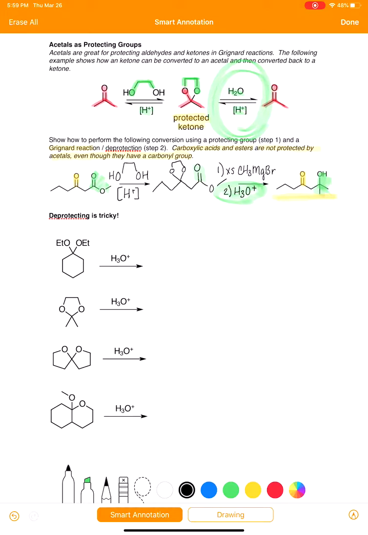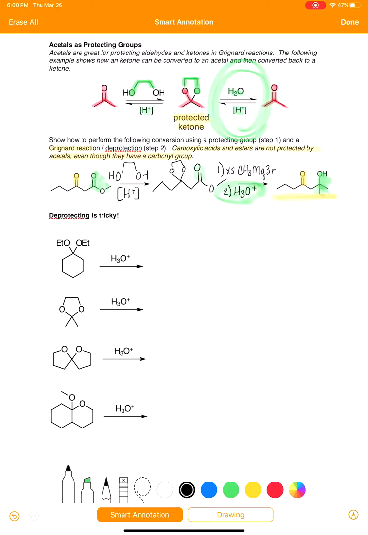The last thing that we're going to talk about in this section 20.5 is deprotecting. So if you're in a scenario where you're given the structure of an acetal, like all of these are acetals, and you're given the reagents that are necessary to deprotect that acetal and turn it back into either an aldehyde or a ketone, having to predict the structure of the aldehyde or ketone that you would get can sometimes be kind of tricky.